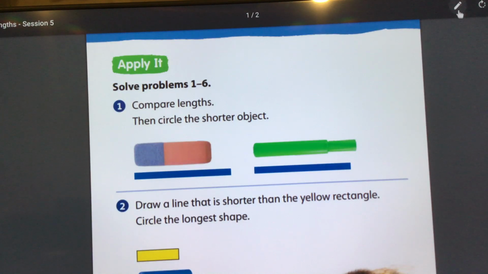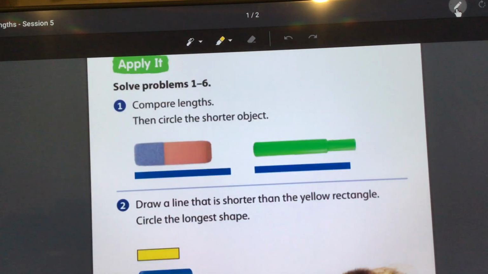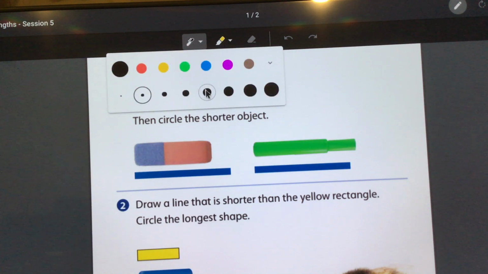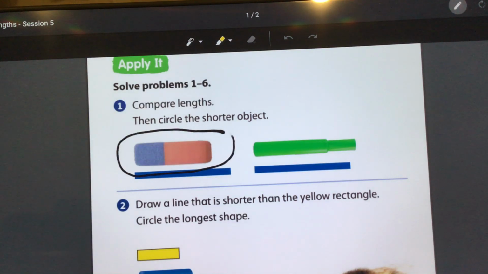So number 1 says compare lengths, then circle the shorter object. You can see the blue piece of paper underneath is helping you to compare them. You can see that this eraser is shorter than the blue line, and the green highlighter is longer than the piece of paper. So therefore, the eraser is the shorter object, and the directions say to circle the shorter object, so we're going to circle the eraser.